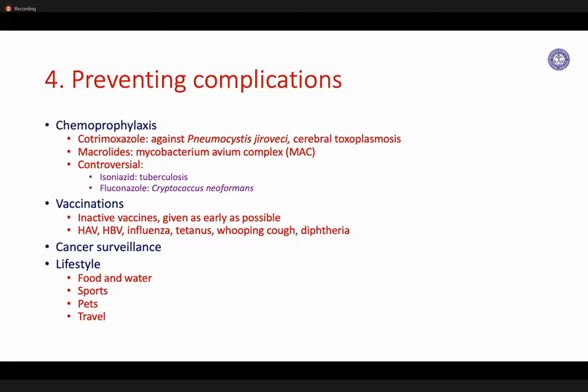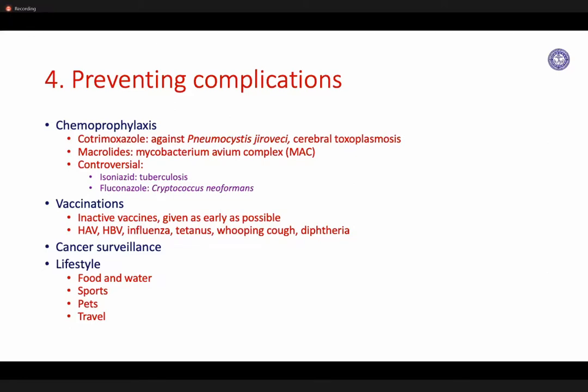So we vaccinate against hepatitis A virus, hepatitis B virus, influenza, tetanus, whooping cough, and diphtheria, the triple vaccine. Then they must have cancer surveillance, because they have a slightly increased chance of getting cancer. And you must give them advice about lifestyle. For example, safe food, safe water, so that you won't get infected with various salmonellas and so on. About sports activities, about having pets, which can give you infections, and also about travel, which can give you traveler's diarrhea and other conditions which are also infections.